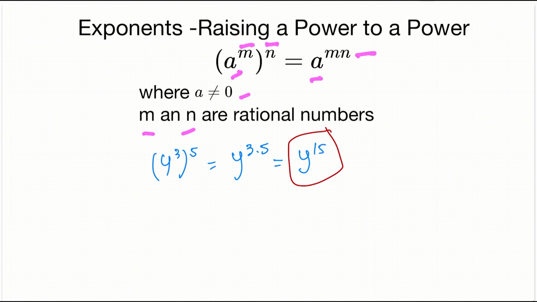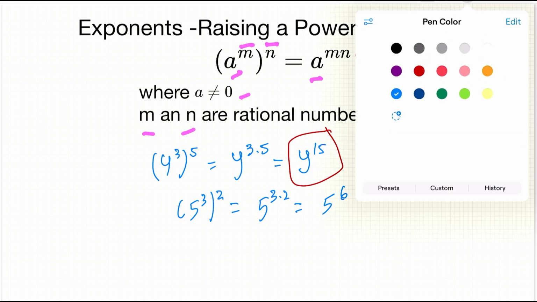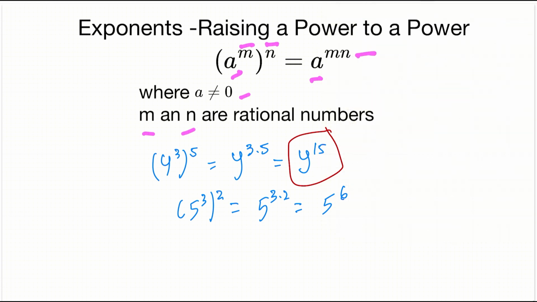Let's take another example. In this case, we want to do 5 cubed, quantity squared. That's just equal to 5 to the 3 times 2, which is equal to 5 to the 6th power. That's our example there.